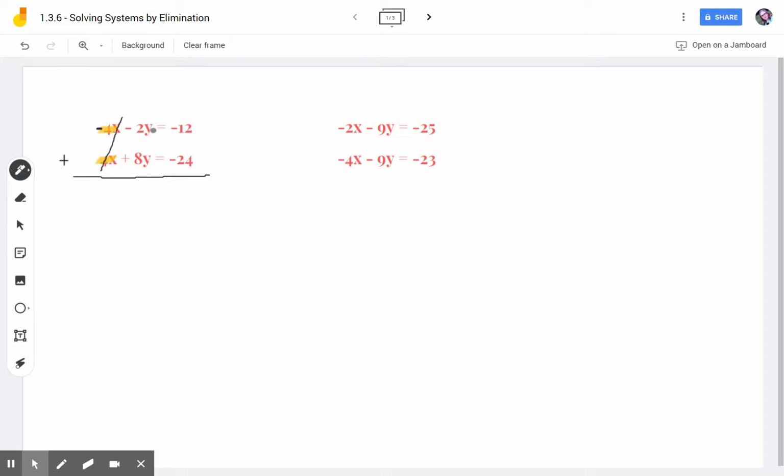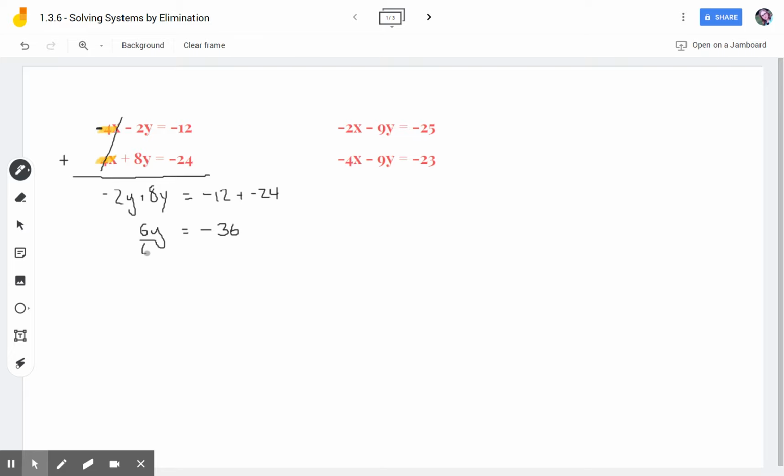And then we have negative 2y plus 8y. And then on the right-hand side of the equation, we've got negative 12 plus negative 24. So here we can combine like terms pretty easily. Negative 2y plus 8y is 6y, and then negative 12 plus negative 24 is negative 36.